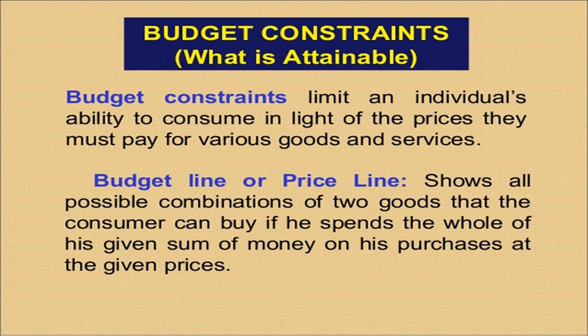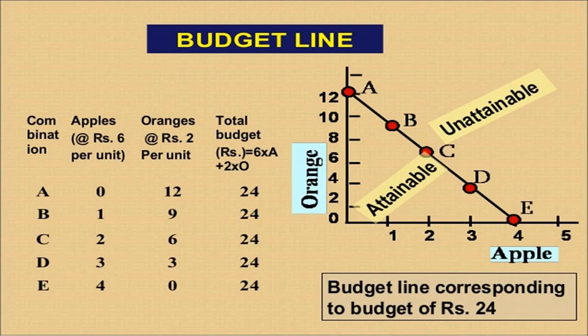Budget constraints limit an individual's ability to consume in light of the prices that they must pay for various goods and services. And what is a budget line or price line? This shows all possible combinations of two goods that the consumer can buy if he spends the whole of his given sum of money on his purchases at the given prices. Now we will understand this budget constraint and budget line with the help of a diagram as well as a tabular presentation.